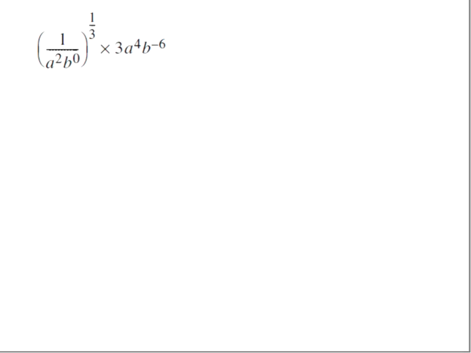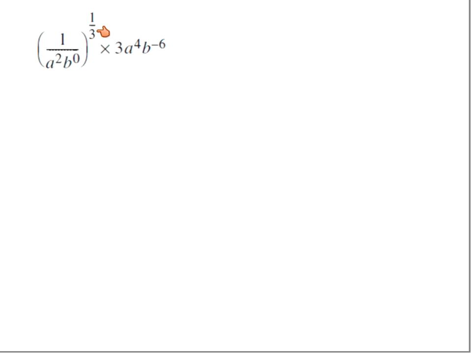Okay, let's have a look at the next question. That's where we have fractional indices. Notice that the index 1/3 applies to every expression in the brackets. So it's 1 to the power 1/3. In the denominator, a to the power of 2 to the power of 1/3, b to the power of 0 to the power 1/3. Okay, good.